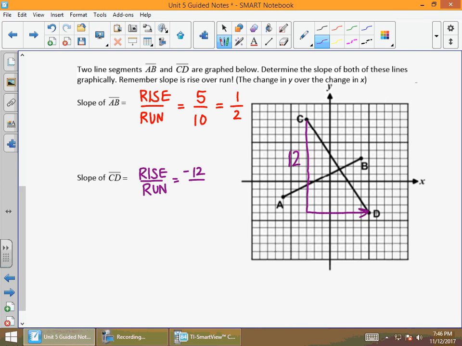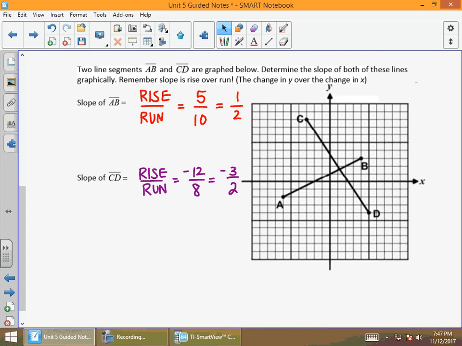So my run right is positive. 1, 2, 3, 4, 5, 6, 7, 8. Well, both numbers are divisible by 4. So negative 3 over 2. And again, there is a negative slope on CD. I could tell that because my line is coming down from left to right. As I look at segment AB, it is going up from left to right, so it makes sense that that slope should have been positive.